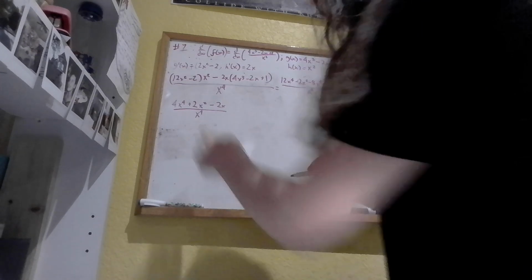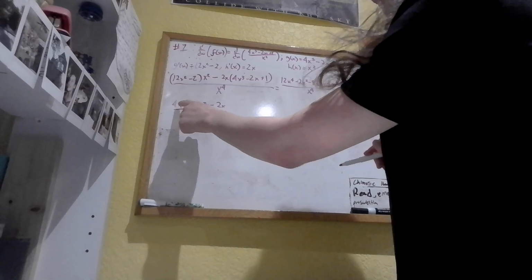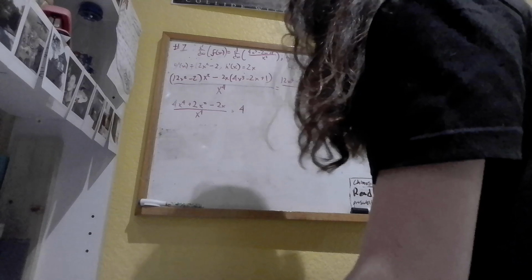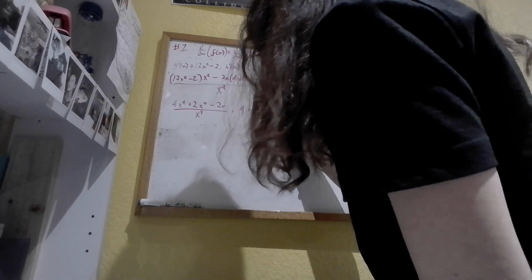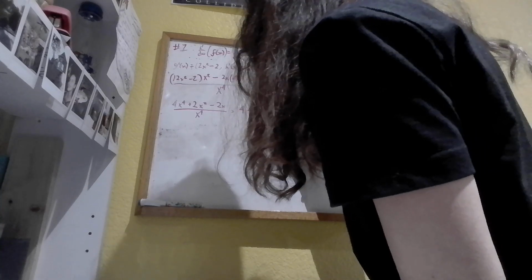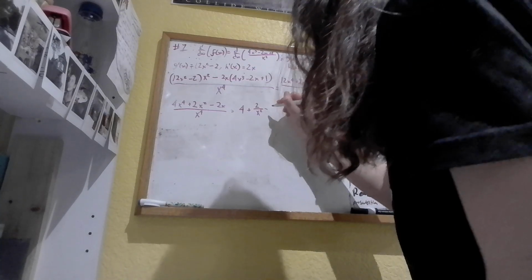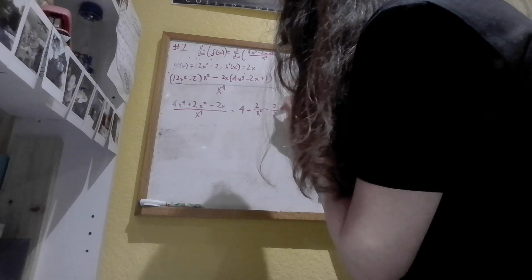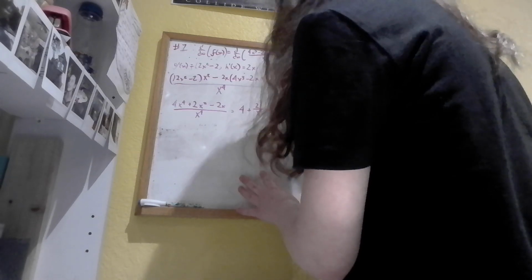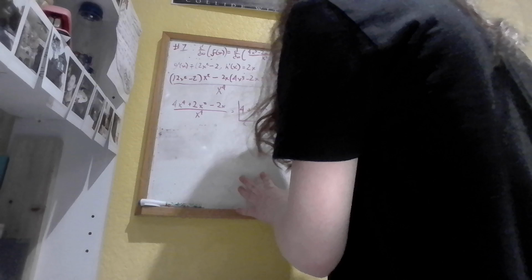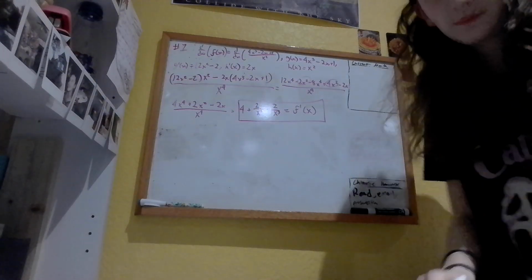So then we can simplify it further by saying 4x to the power 4 divided by x to the power 4 is equal to just 4. 2x squared over x to the power 4 would be equal to 2 over x squared, minus 2 over x cubed, and this is all equal to derivative of f of x. So now we have our final simplified answer.